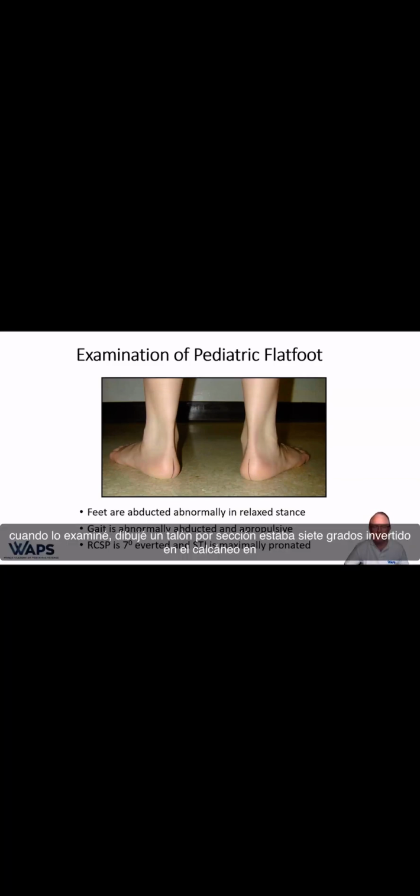When I examined him, I drew a heel bisection. He was 7 degrees everted at the calcaneus in a relaxed calcaneal stance position, and his subtalar joint was maximally pronated. Again, as in the last lecture, I mentioned the maximum pronation test. This is a good time to use the maximum pronation test and also the supination resistance test to determine are they maximally pronated and how much force is required to supinate the foot.